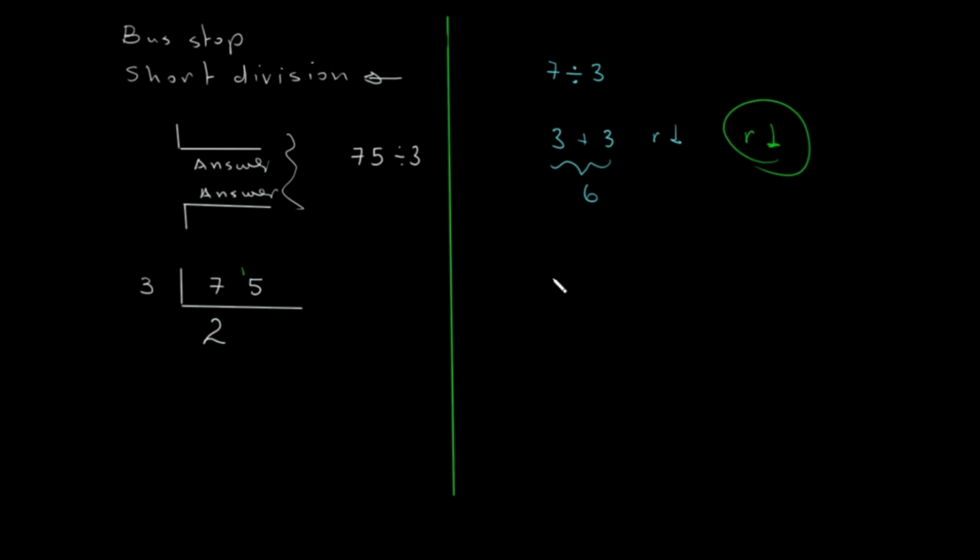3's into 15. Well, look, 3 plus 3, if I add them up, gives me 6. Plus 3 gives me 9. Plus 3 gives me 12. Plus 3 gives me 15. So how many 3's will fit into 15? 1, 2, 3, 4, 5. 5 of those will fit in that. Exactly. No remainders at all.